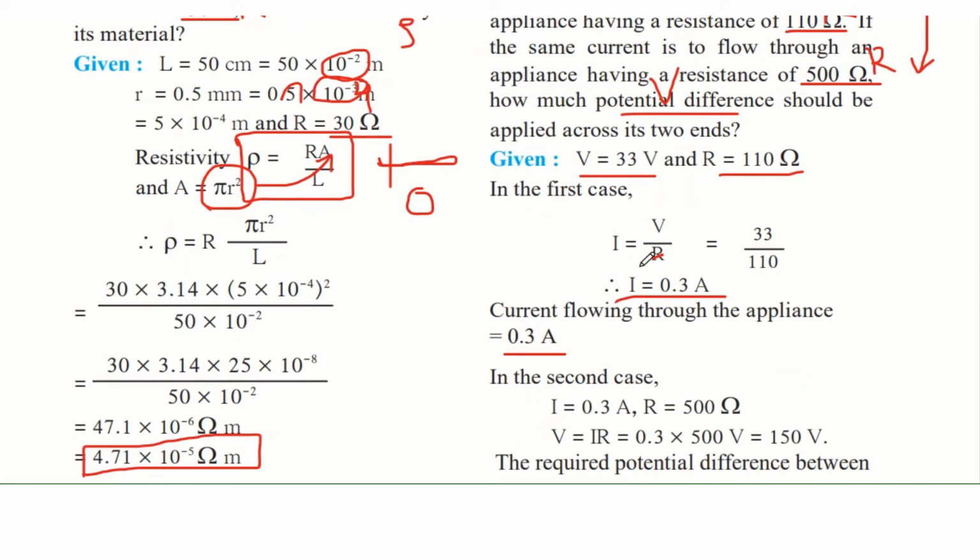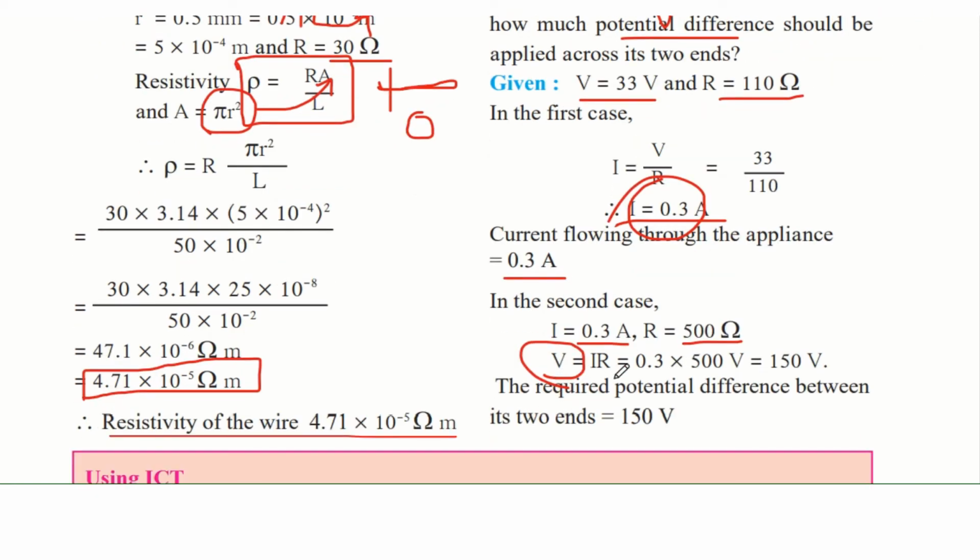Now they are telling us to take this same current and apply it against a resistance of 500 ohms. So now they have given us I is equal to 0.3 ampere and R is 500 ohms, and they are telling us to find V. Now when you rearrange the same formula, we would get V is equal to IR. And when you multiply 0.3 into 500, we will get the voltage as 150 volts. So the required potential difference between its two ends would be 150 volt.